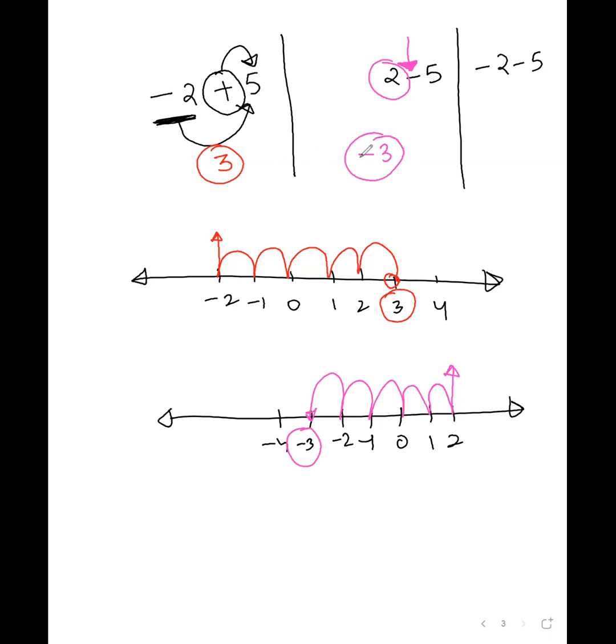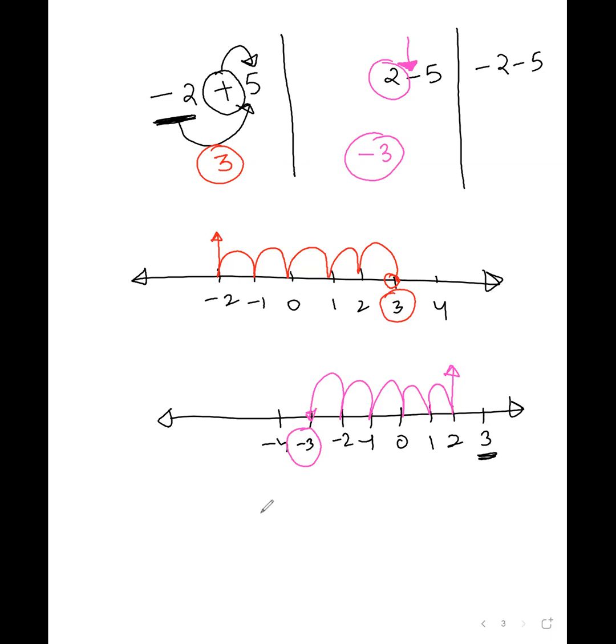Are you seeing how different these answers are? Are 3 and minus 3 the same? No, they are not. Because if you look at this number line, 3 is over here. This is 3. This is minus 3. They are very different numbers. Okay, now let's look at the third one.